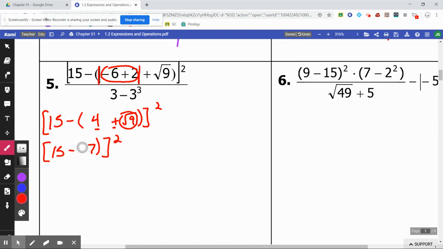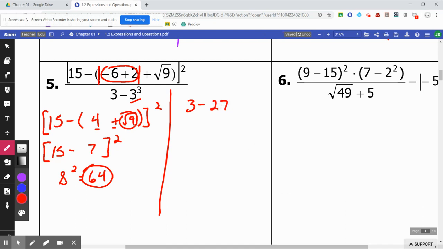So really, these parentheses here are not really necessary. You have 15 minus 7, which is 8 to the second power, which is 64. So the whole top is 64. Now let's do the bottom. The bottom is 3 minus, and as I'm writing it down, why not go ahead and do 3 to the third power? That's 3 times 3 times 3, which would be 3 minus 27, which is a negative 24. So the top was 64. The bottom was a negative 24.